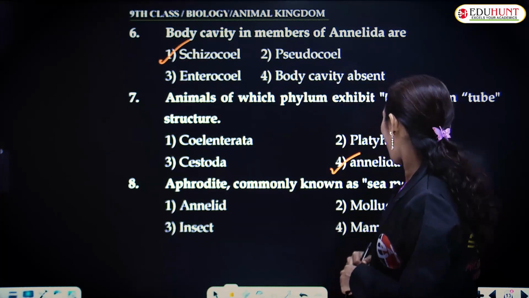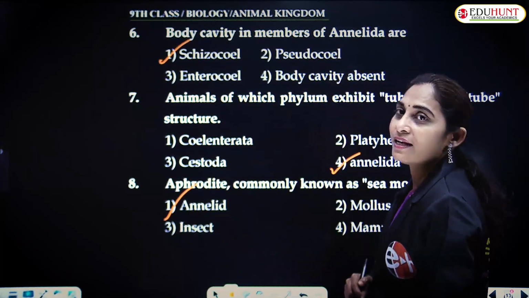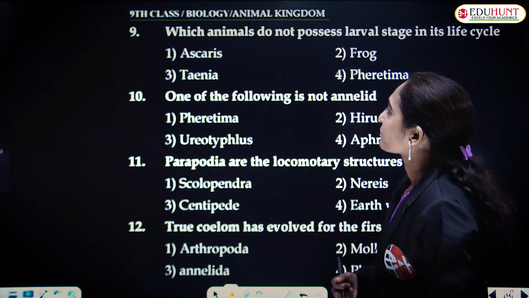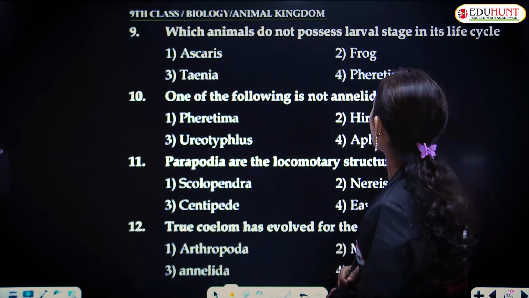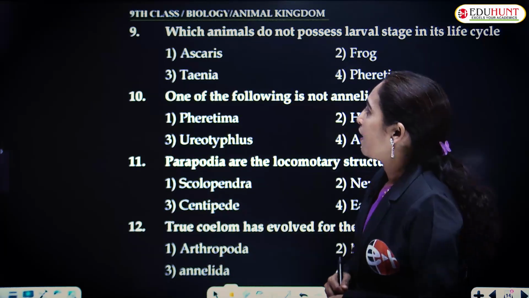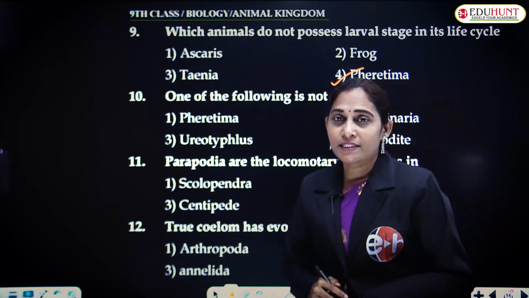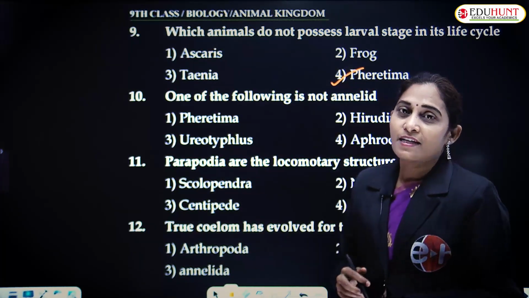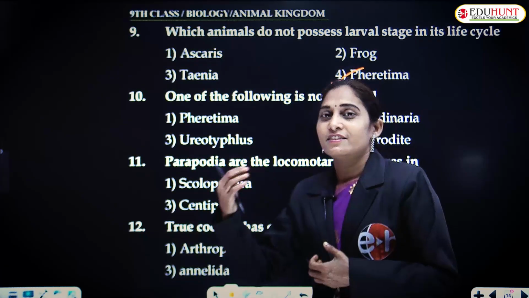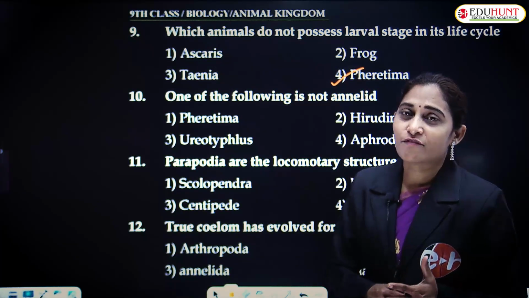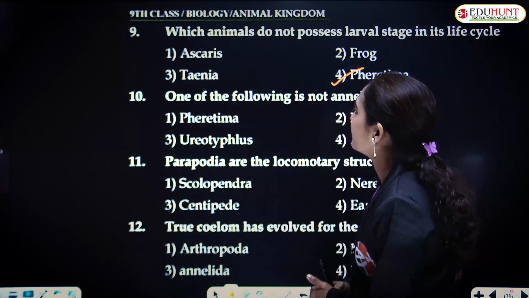Aphrodite, commonly known as sea mouse, is an annelid. Which animals do not possess a larval stage in their life cycle? Ascaris, Taenia, frog, Pheretima. Pheretima, in which the development is direct, where there is no larval stage between the egg and the young one. Directly the egg after hatching gives rise to the young ones, which grow up into the adult.